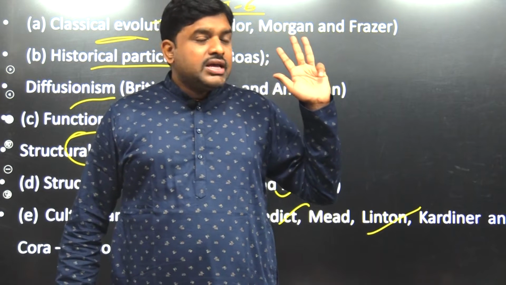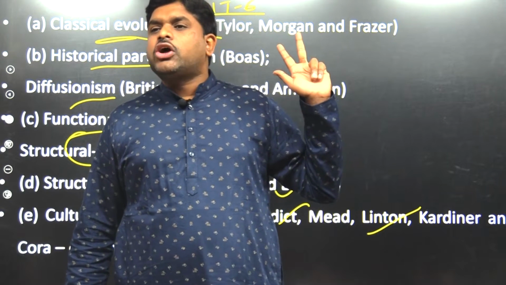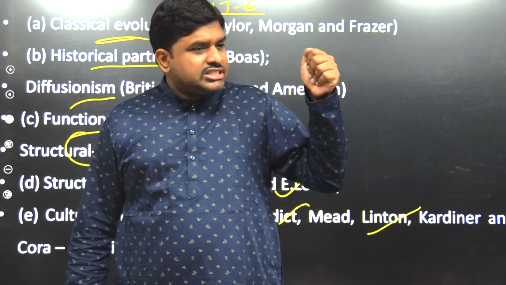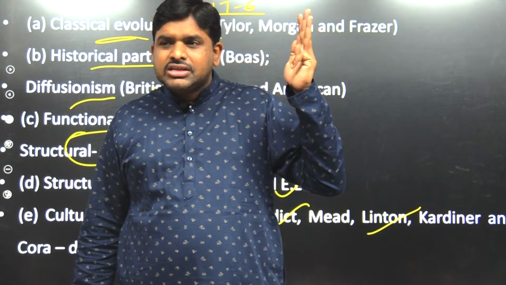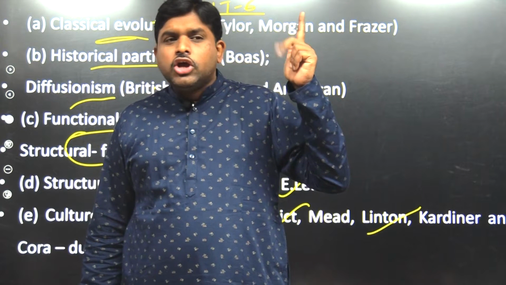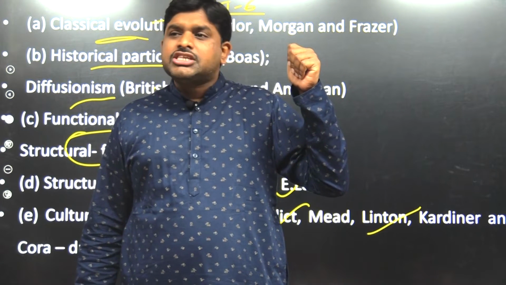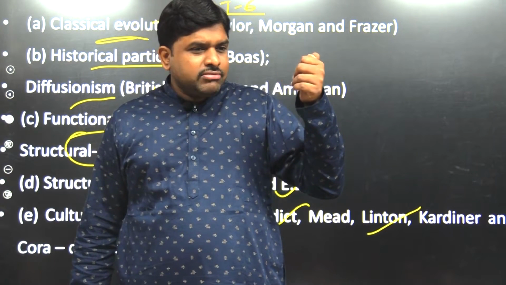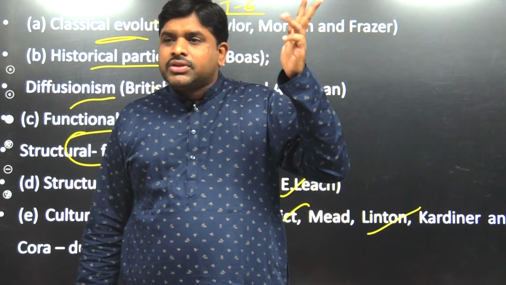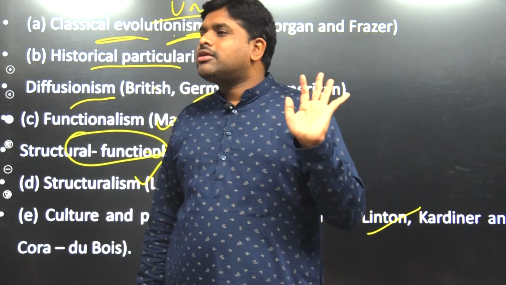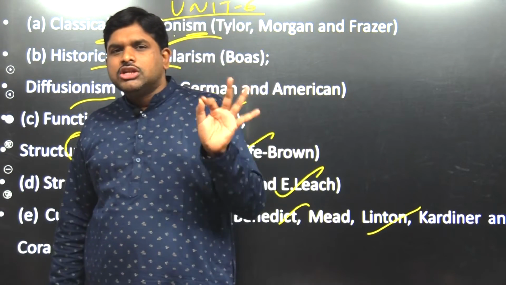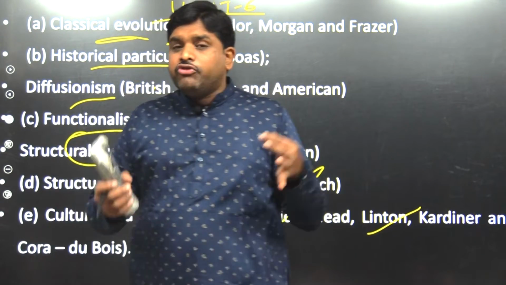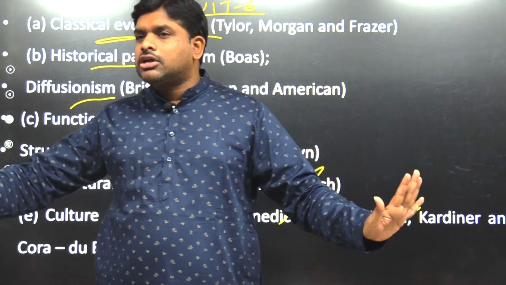Starting with number 1, classical evolutionism, historical particularism, diffusionism, functionalism, structural functionalism, structuralism, culture personality school, neo-evolutionism. Next, symbolic and interpretative theories, cognitive theories, culture materialism. Last is postmodernism. So, 12 schools are there. Now you got an idea. If you complete these 12 schools, your anthropological thought has been completed.